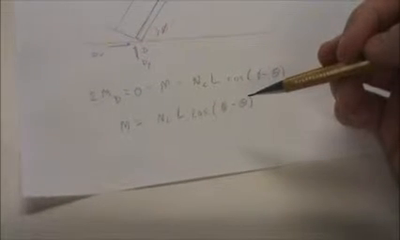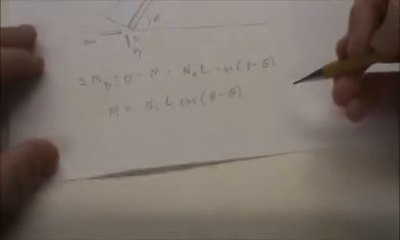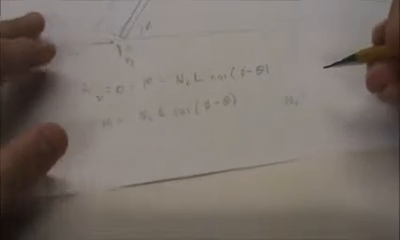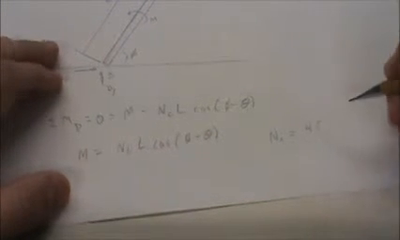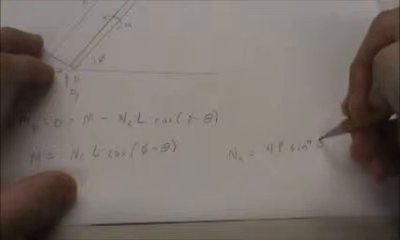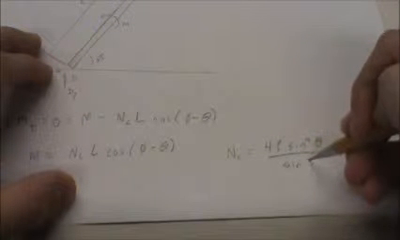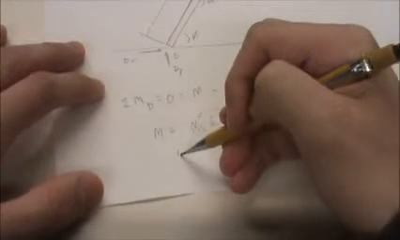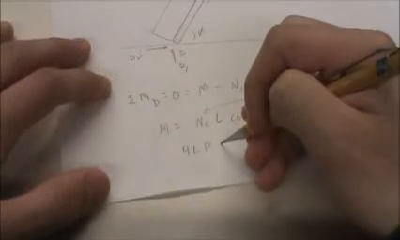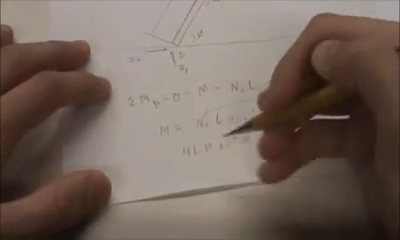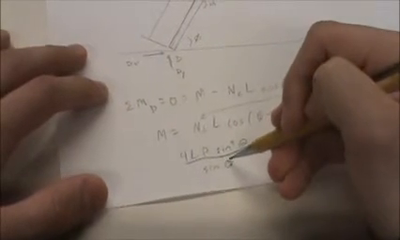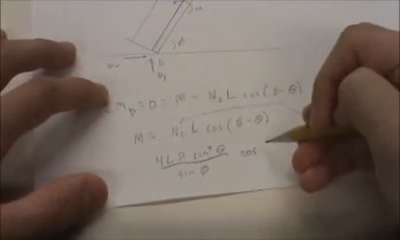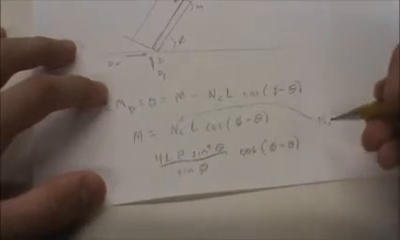Then we're just going to bring in the equation that we had for normal force from the other page. The normal force was equal to 4 times P times the sine squared of theta over the sine of phi. Bringing that into here, we will have 4 LP sine squared of theta over sine of phi times the cosine of phi minus theta, and that equals M, and we've solved the problem.